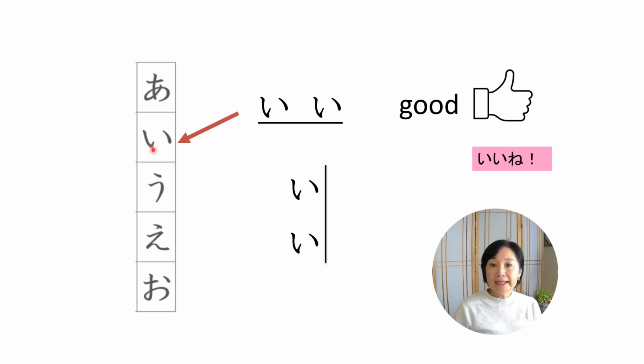When you combine 2 i hiragana, you get ii, which means good in Japanese. You often hear me saying いいですね, meaning that's good. And speaking of goodness, this symbol, the like button, is called いいね button.